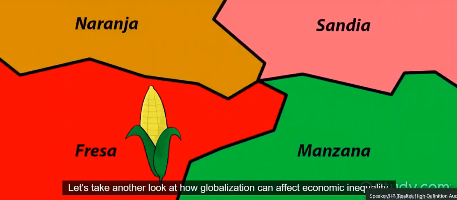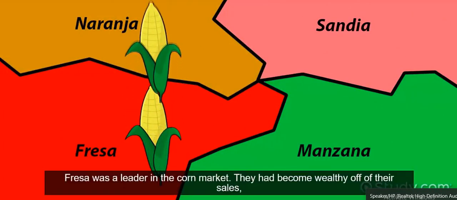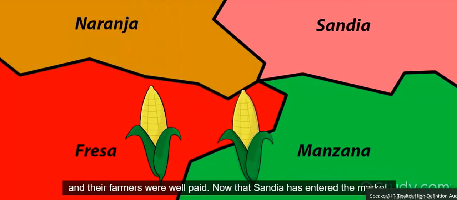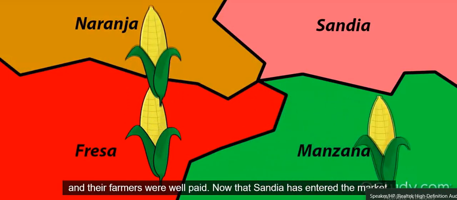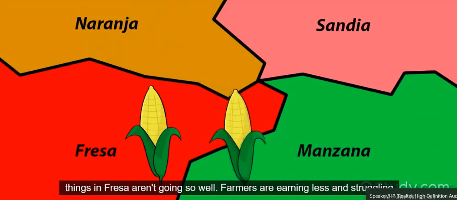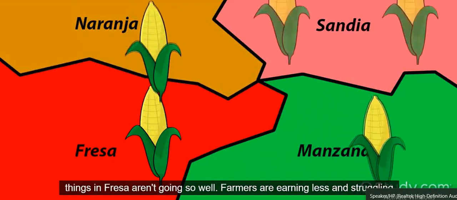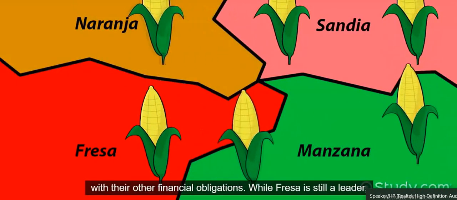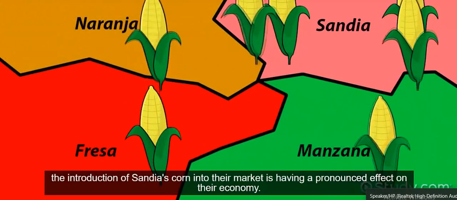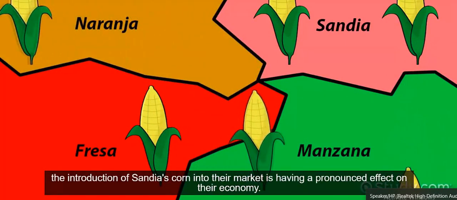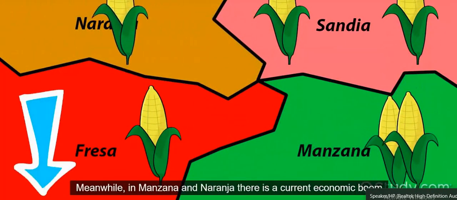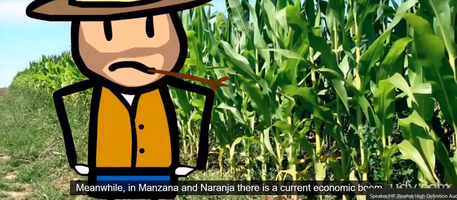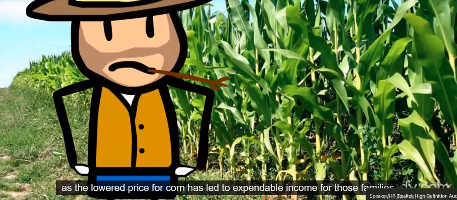For our example, we will be talking about corn produced by the country Friesa. Friesa has been producing corn for as long as anyone can remember and has been trading with the countries Manzana and Naranja successfully. However, a new country, Sandia, has started to produce an abundance of corn and has started to sell it at a much cheaper price to Manzana and Naranja. Sandia's cheap corn has flooded the market and has forced Friesa to lower the price of their corn to remain competitive. This has resulted in the farmers from Friesa earning much less than they did previously.